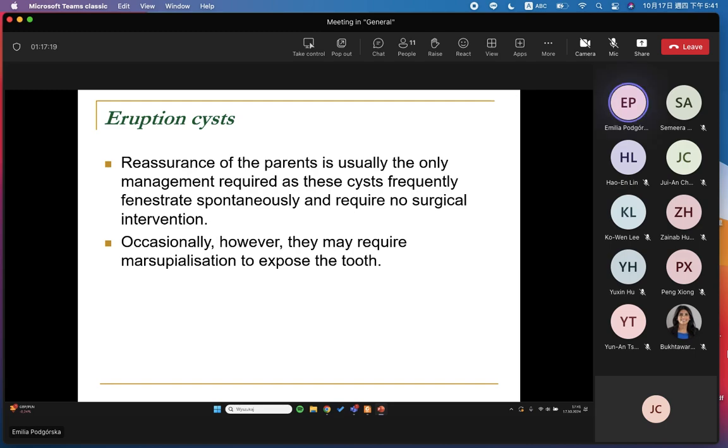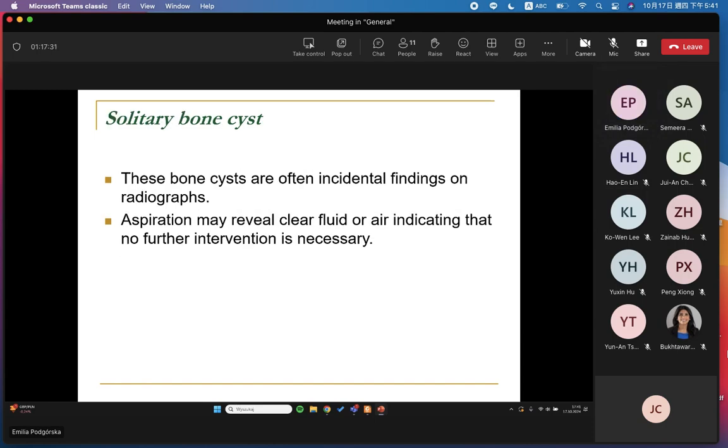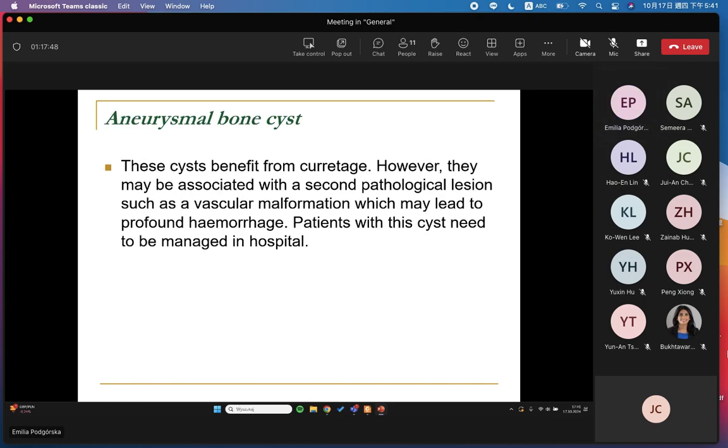It's worth saying that in case of eruption cyst, marsupialization is a common method to expose the tooth to the oral cavity. In case of solitary bone cyst, aspiration may reveal a clear fluid or air, indicating that no further intervention is necessary.